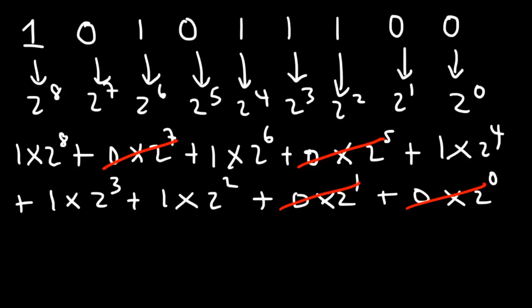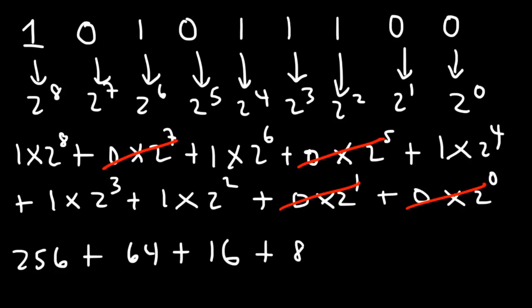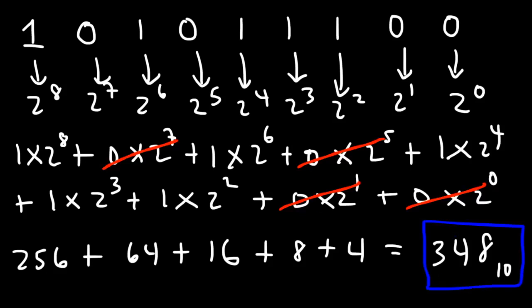2 to the 8th power, if you multiply 8 2's together, so if you multiply 2 by itself 8 times, that's going to give you 256. 2 to the 6th power is 64. 2 to the 4th is 16. 2 to the 3rd is 8. 2 squared is 4. And so 256 plus 64 plus 16 plus 8 plus 4, that will give us our original number of 348 in the base 10 system. And so that's one way in which you can convert a binary number into a decimal number.